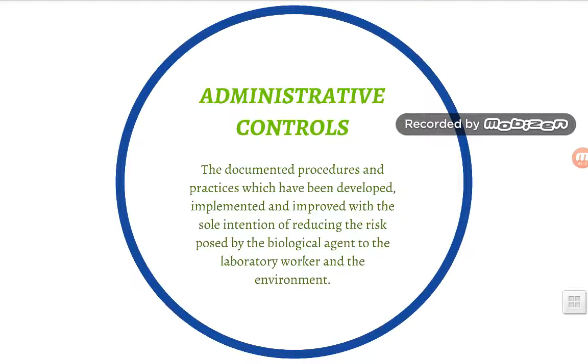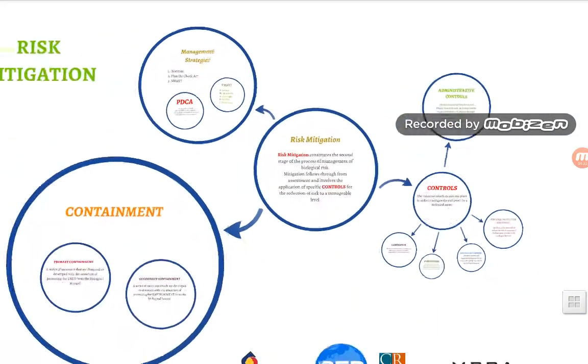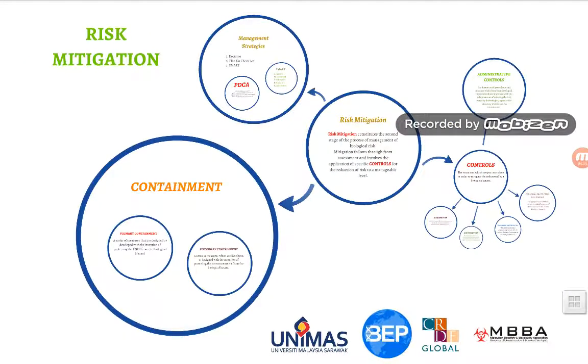Finally, we have administrative controls. Administrative controls are the documented procedures and practices which have been developed, implemented and improved with the sole intention of reducing the risk posed by biological agents to the laboratory worker and to the environment. All of these 5 controls work in tandem and are necessary to mitigate the risk posed by biological agents.